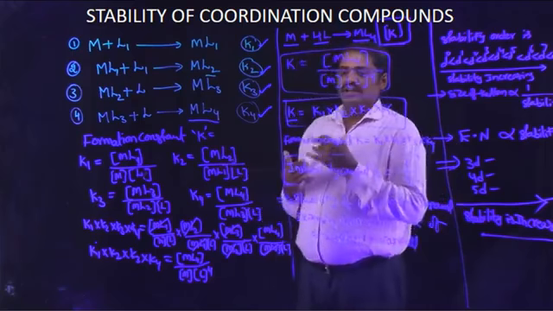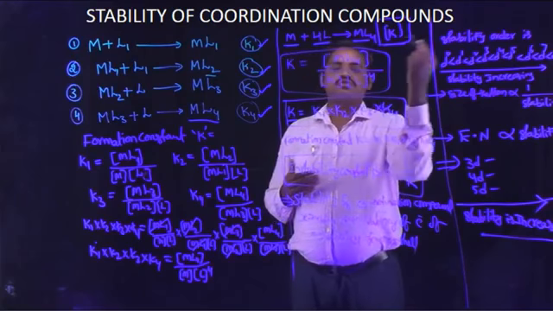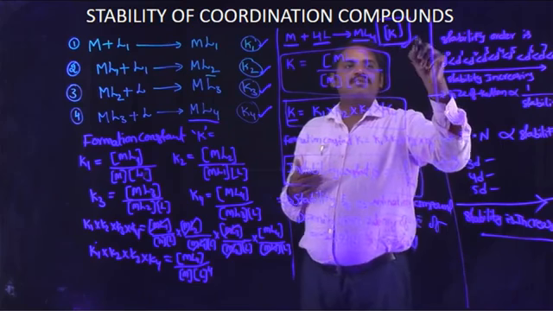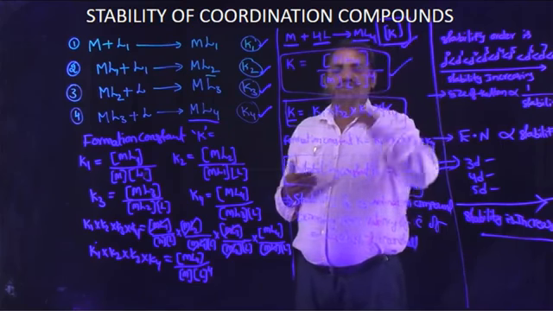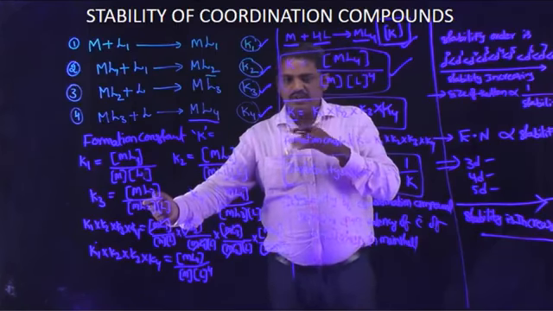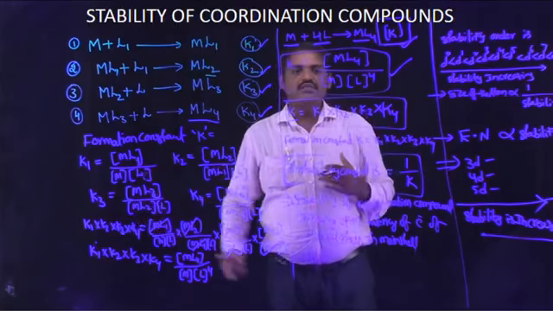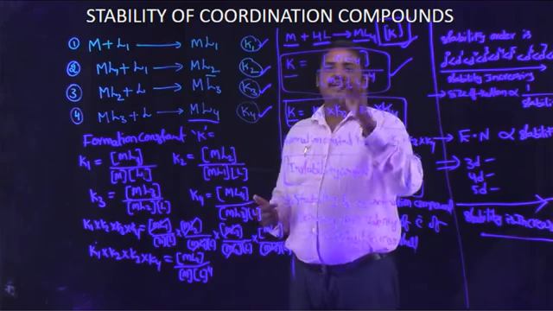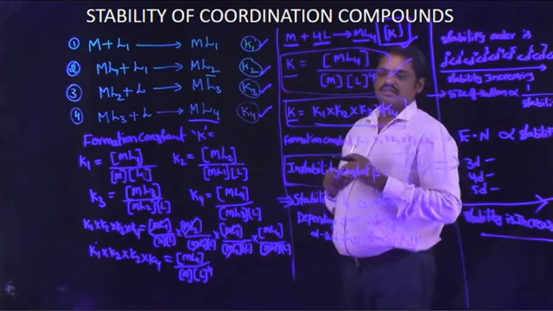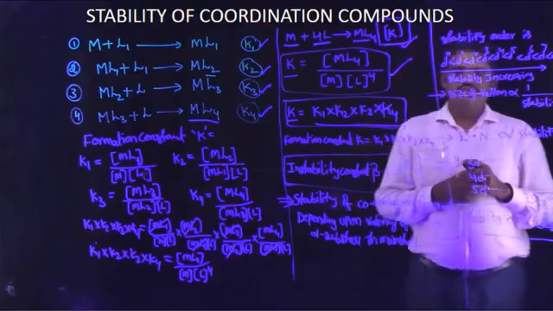So totally, the direct step means one metal binds with 4 ligands to produce the tetrahedral complex. This is a direct step. The equilibrium constant of this step is calculated. The indirect steps' equilibrium constants are multiplied with one another, like K1, K2, K3, K4. The final equilibrium constant K is equal to K1 into K2 into K3 into K4. So the formation constant K is equal to K1 K2 K3 K4.